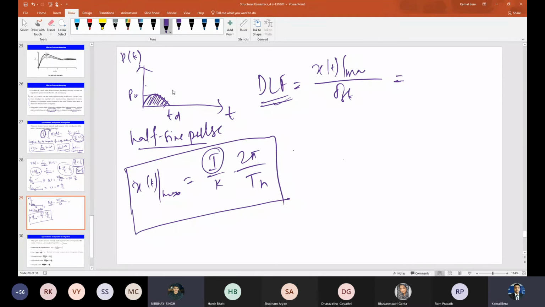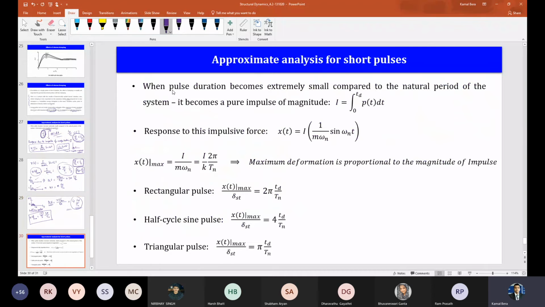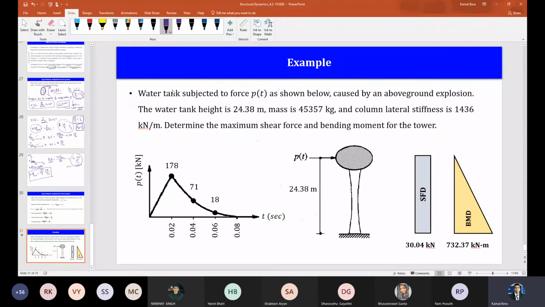So 4 into TD by Tn. Okay, correct. Does anybody have any difficulty in getting 4 into TD by Tn? No difficulty. Very good. So that is the thing, it is written here, so you can just look into that.